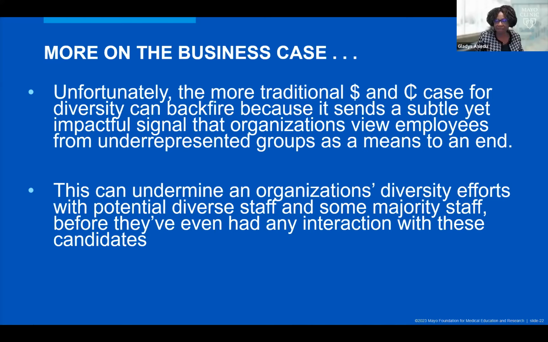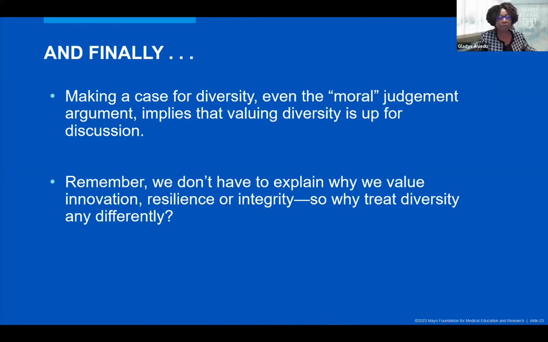there are efforts in these spaces that are making strides, and I will share with you some of the data platform that we're using to make some of these differences in the organization that I'm leading. So, making a case for diversity when the moral argument implies that valuing diversity is up for discussion. Remember that we don't have to explain why we value innovation, resilience, or integrity. So why treat diversity any differently?